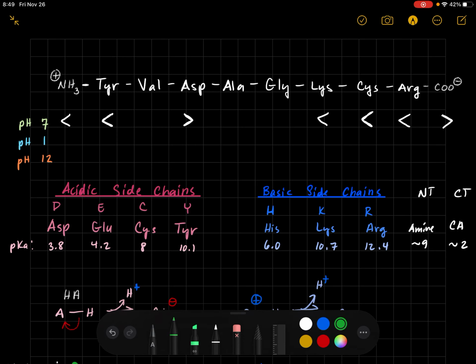The charge is going to differ for each of these, depending on whether or not they are protonated or deprotonated, and also depending on whether or not they are acidic or basic. Recall that basic groups, when deprotonated, are neutral, but when protonated, are positively charged. Acidic groups, when protonated, are neutral, and when deprotonated, are negatively charged. The N-terminal group is basic. Tyrosine is acidic. Aspartate is acidic. Lysine is basic. Cysteine is acidic. Arginine is basic. And the C-terminal group is acidic.